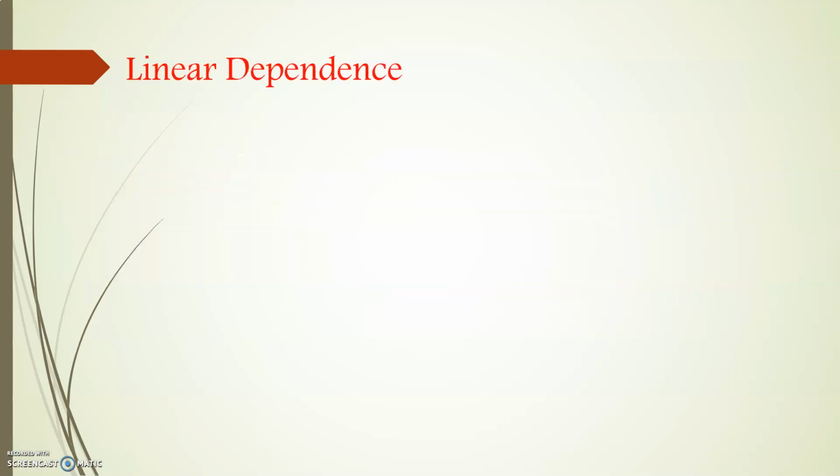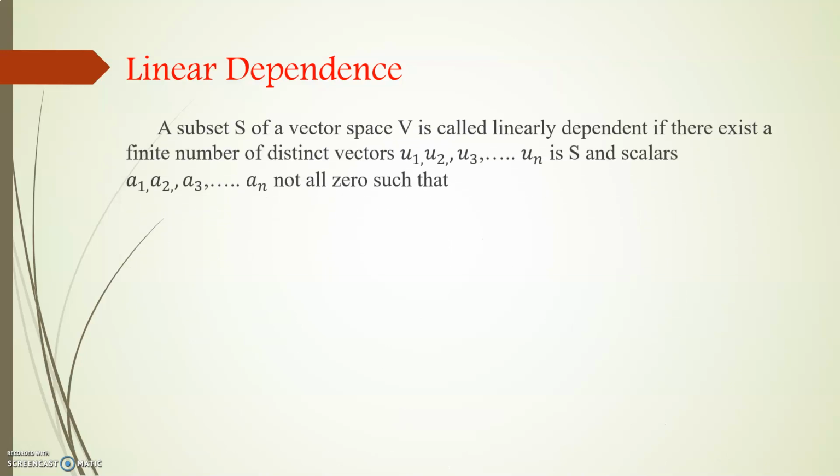Linear dependence. A subset S of a vector space V is called linearly dependent if there exists a finite number of distinct vectors u1, u2, u3, etc., un in S and scalars a1, a2, a3, etc., an, not all 0, such that a1 u1 plus a2 u2 plus etc. plus an un equal to 0.